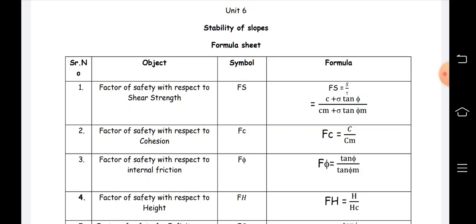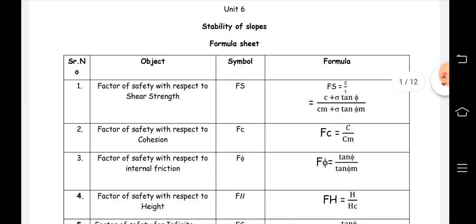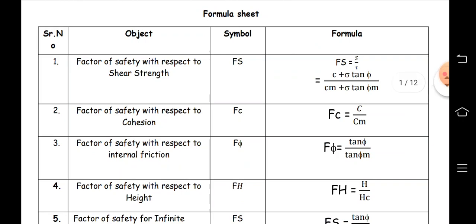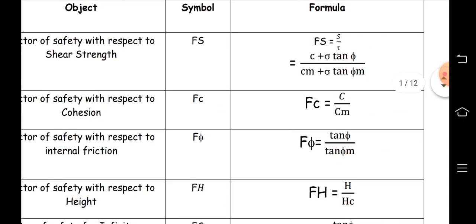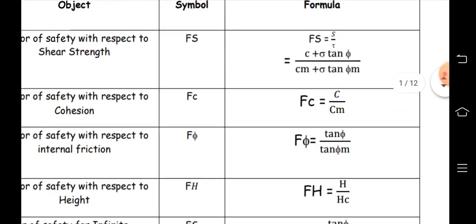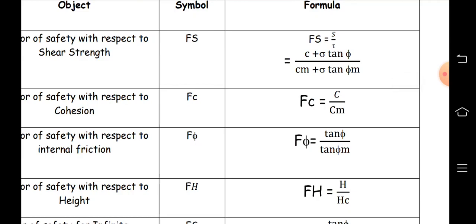Okay, so this factor of safety can be calculated. The basic formula is the maximum shear strength of the soil to the maximum shear stress along the potential failure. Okay, so these are the formulas. The first formula is the factor of safety with respect to shear strength. This is the basic formula, that is Fs equal to S upon tau. S is the maximum shear strength and tau is the maximum shear stress along the potential failure.